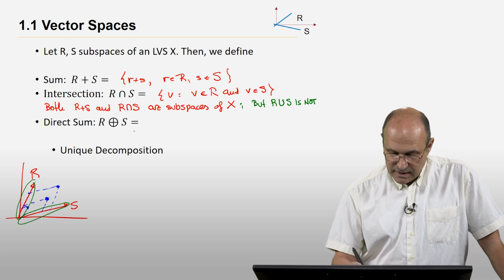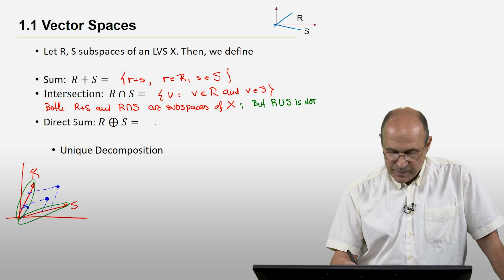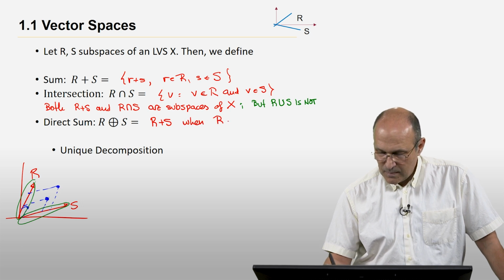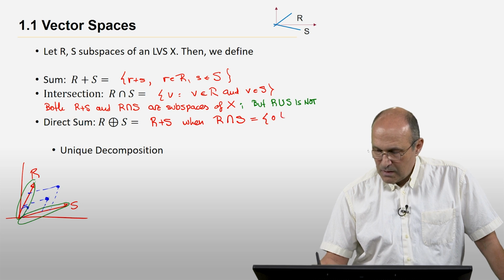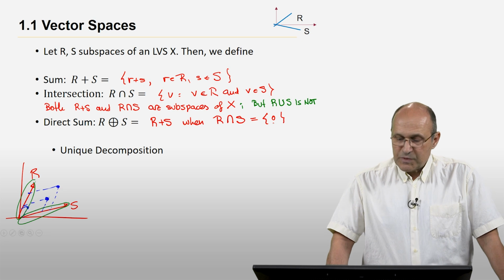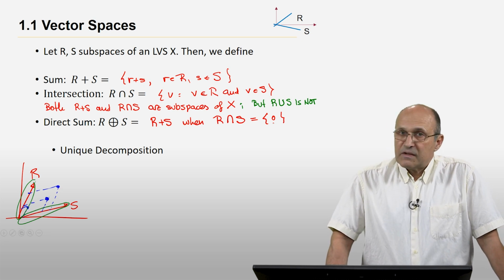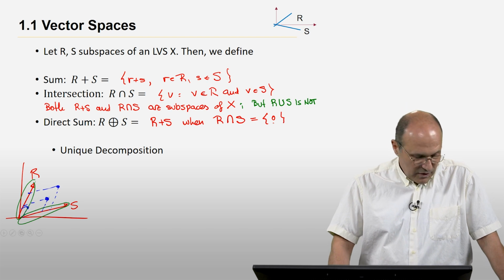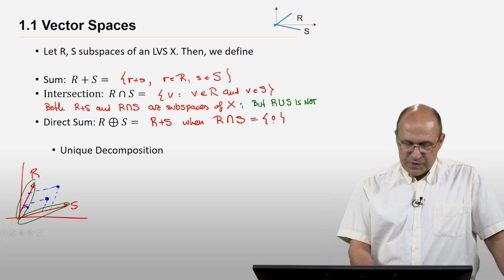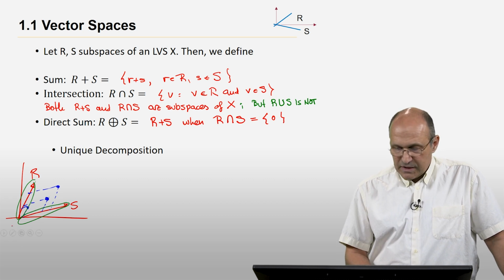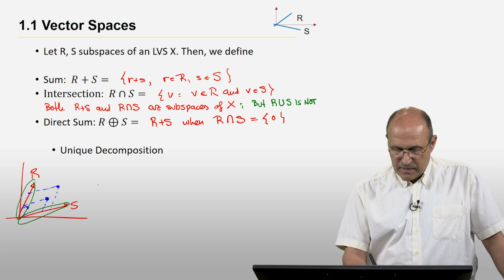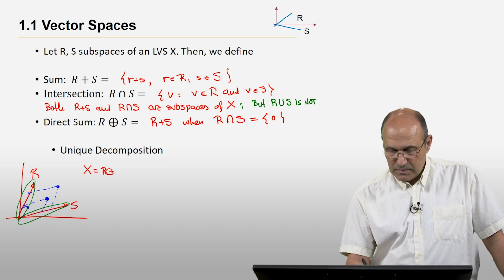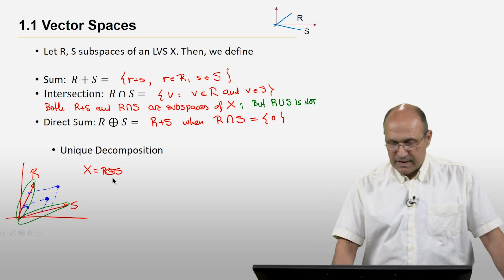Another very interesting set here is the direct sum of two subspaces. This is a sum of subspaces, R plus S, with the additional property that their intersection is just the origin. The way I did it on my little graph here, I had two subspaces R and S. They only intersect at the origin. In this case, the plane, which is my vector space X, would be the direct sum of R and S.